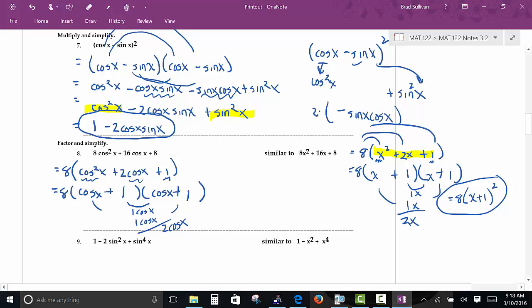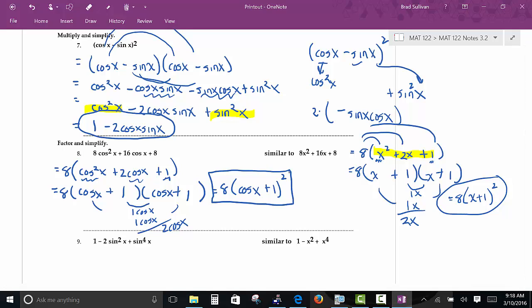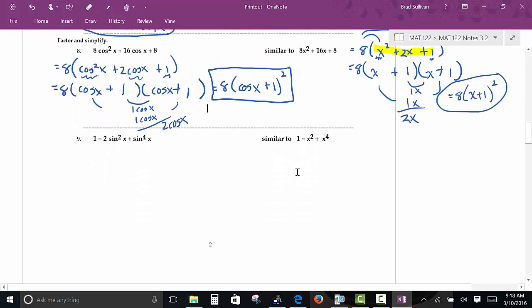You can leave the answer like that if you want to. Or you could write it as 8 times cosine x plus 1 to the second. Now the directions of this problem are to factor, so you want to leave that in a factored form. That's what we did. Okay, you don't multiply it out. You're done. You factored. Okay, and there isn't any simplifying you can do on that problem. We don't have an identity for cosine x plus 1. Okay. So let's do a little bit more with this.